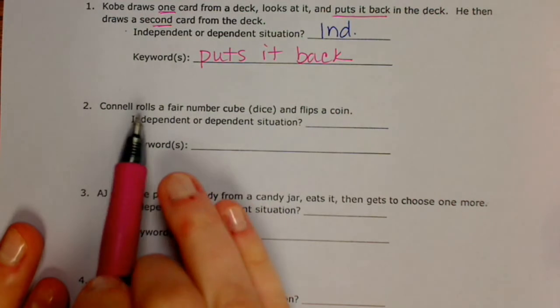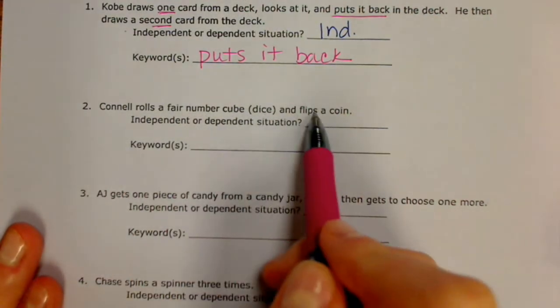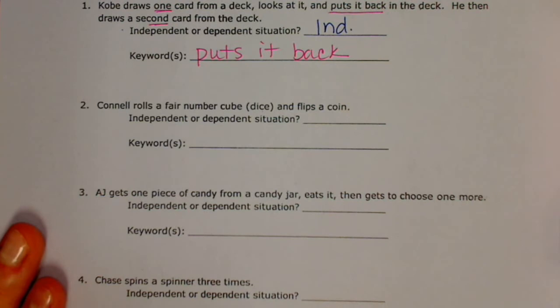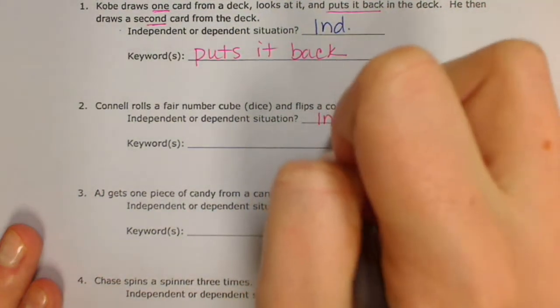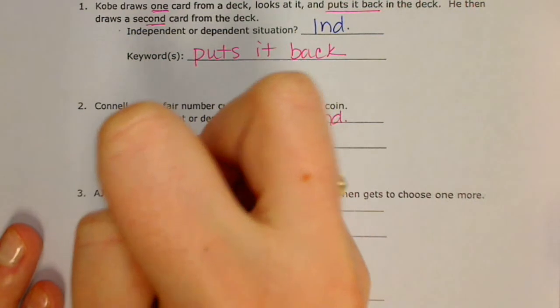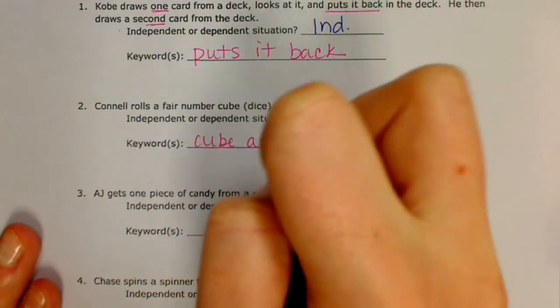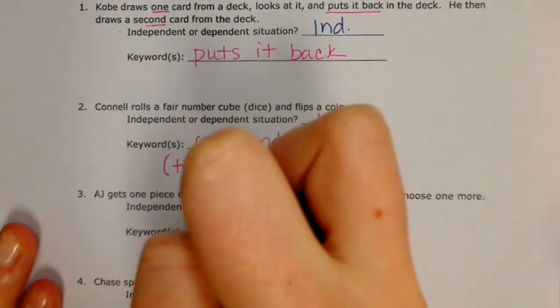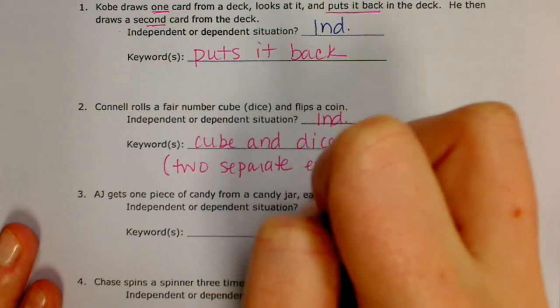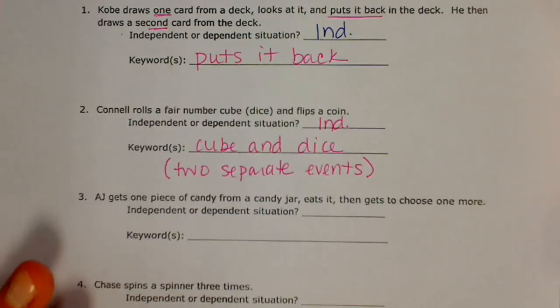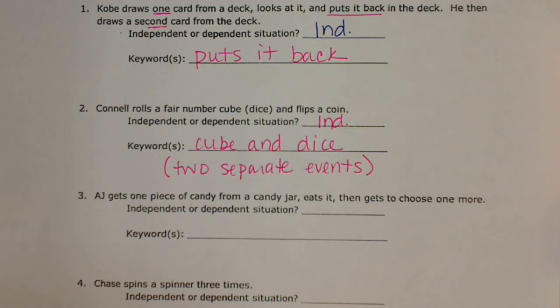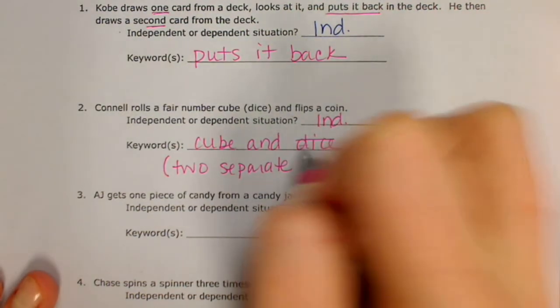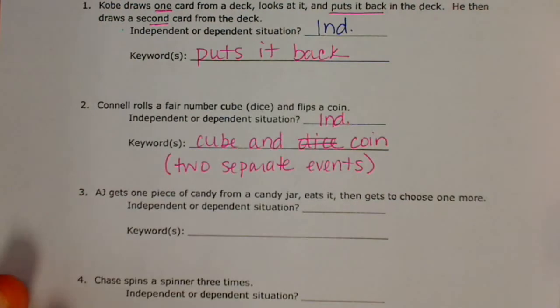Number 2, Connell rolls a fair number cube, which we know is a dice, and flips a coin. So it wants to know, is this independent or dependent? Well, this is going to be independent, and it's because it's a cube and a coin. In parentheses write 2 separate events. A cube and a coin have nothing to do with each other. When you roll a cube and you flip a coin, one's not going to affect the other. So that one is independent as well.